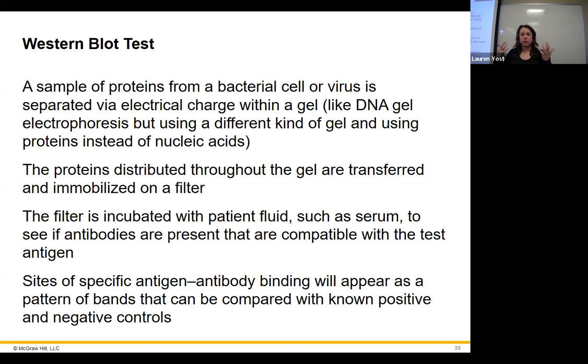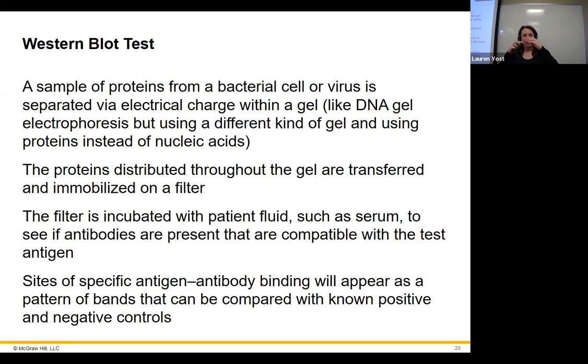And that was DNA. You can do the same thing with protein. And protein will move, so it's a different kind of gel and stuff, but it's the same principle. The small ones move faster, and the large ones get stuck. So you separate them out in the gel so you don't have a big old massive sample.